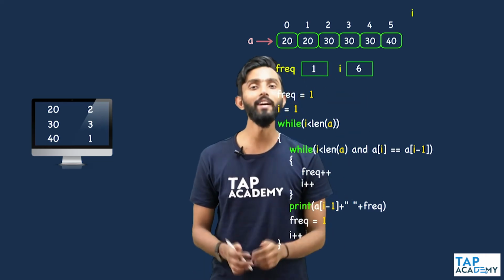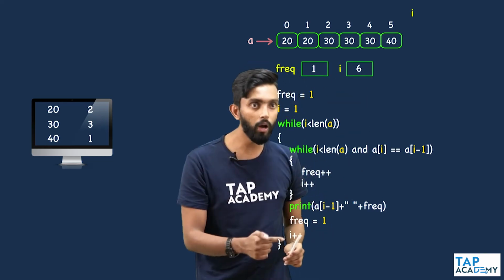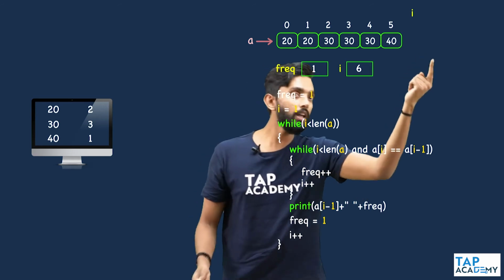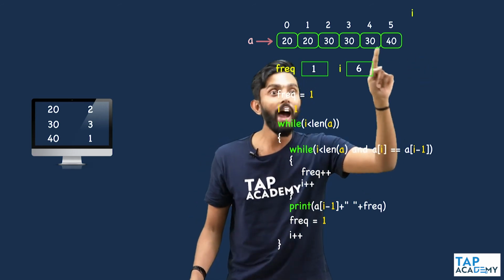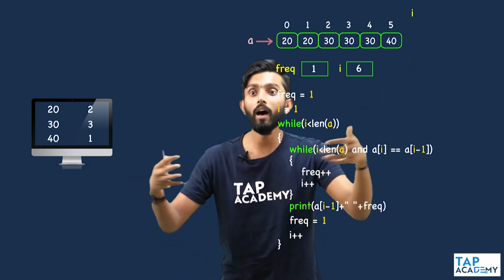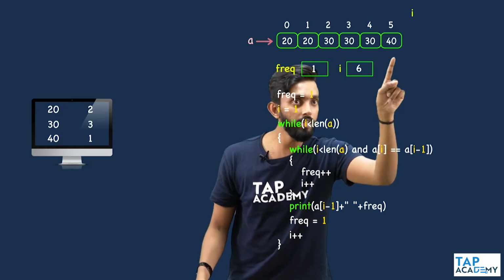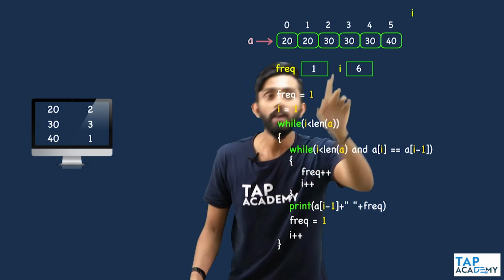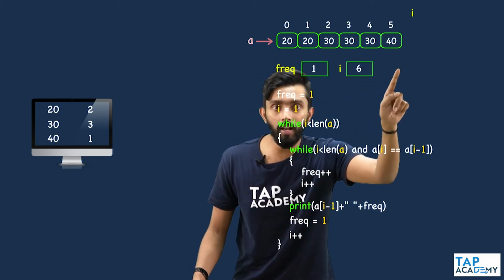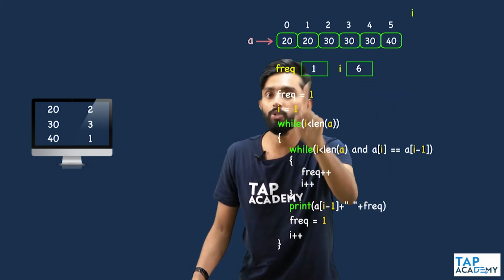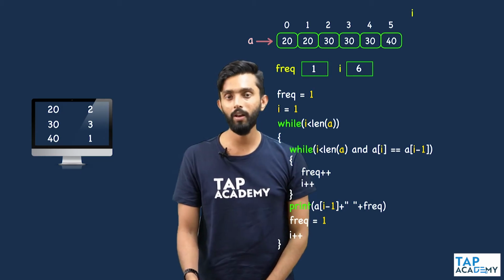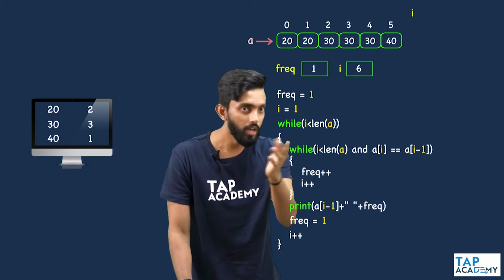No. In other words, all you have to do outside is check if the last element and the second last element are different. If they are different, it means the last element is unique. If it is unique, print the last element and its frequency as 1. I hope you are able to understand. The conditions are simple.